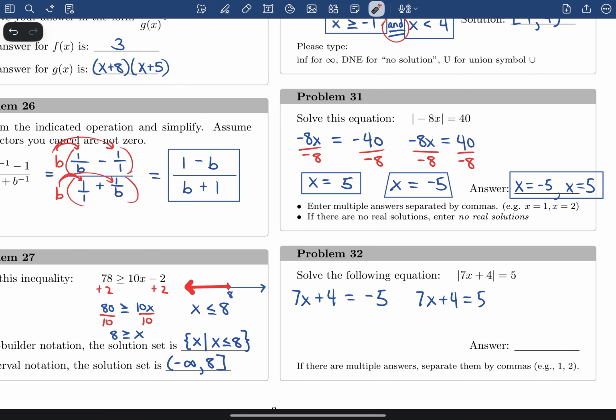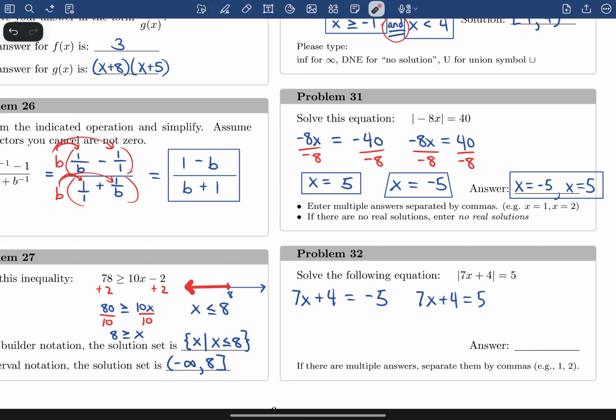So we're creating two separate equations. We take the stuff in the absolute value and set it equal to the negative version of whatever the other side is. There it is. And then we rewrite the exact equation without the absolute value symbols the second time.